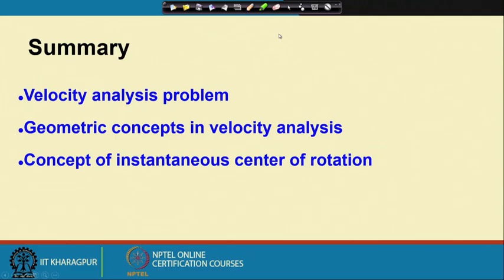So, to summarize, we have looked at the velocity analysis problem, we have looked at some geometrical concepts in velocity analysis, and finally, we have come to the concept of instantaneous center of rotation of a rigid body. So, with that I conclude this lecture.